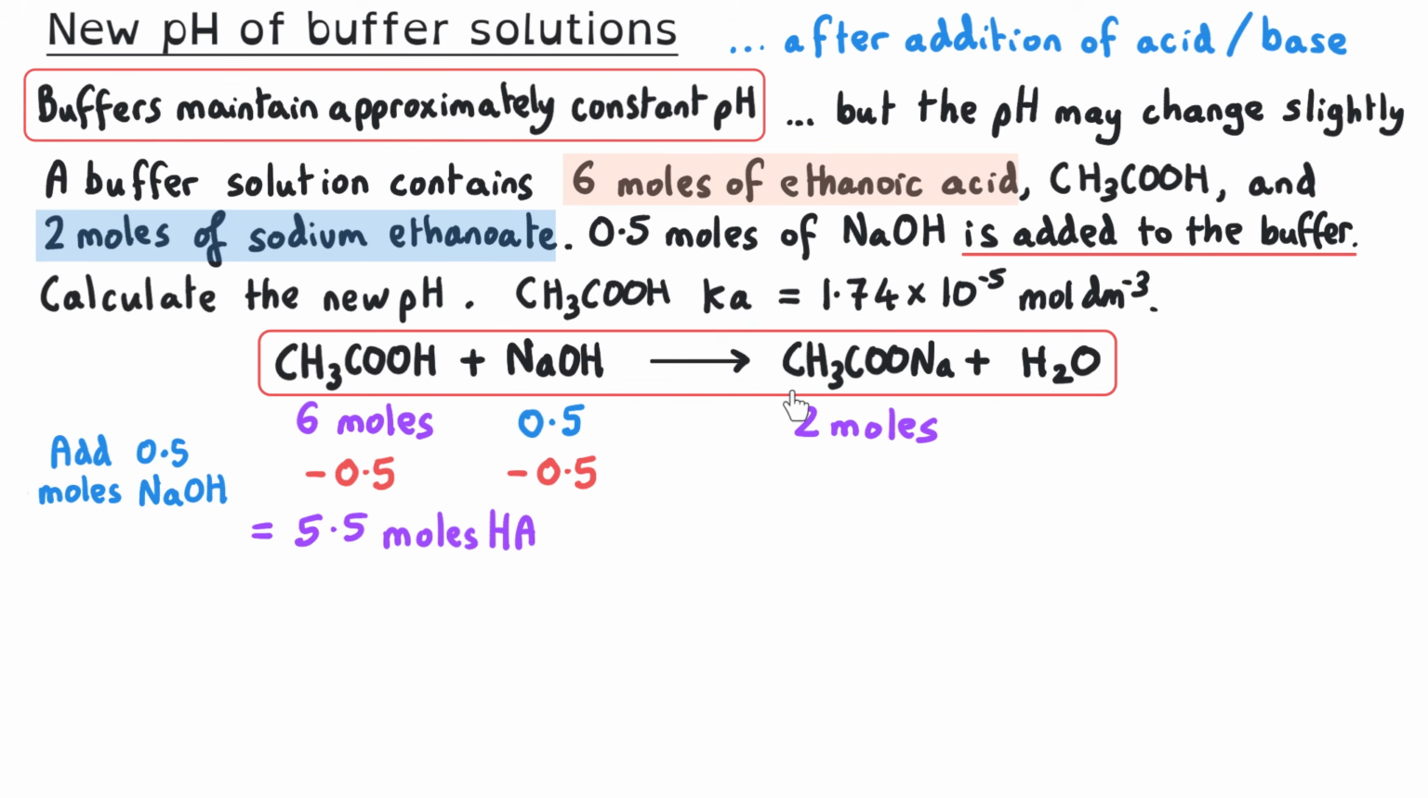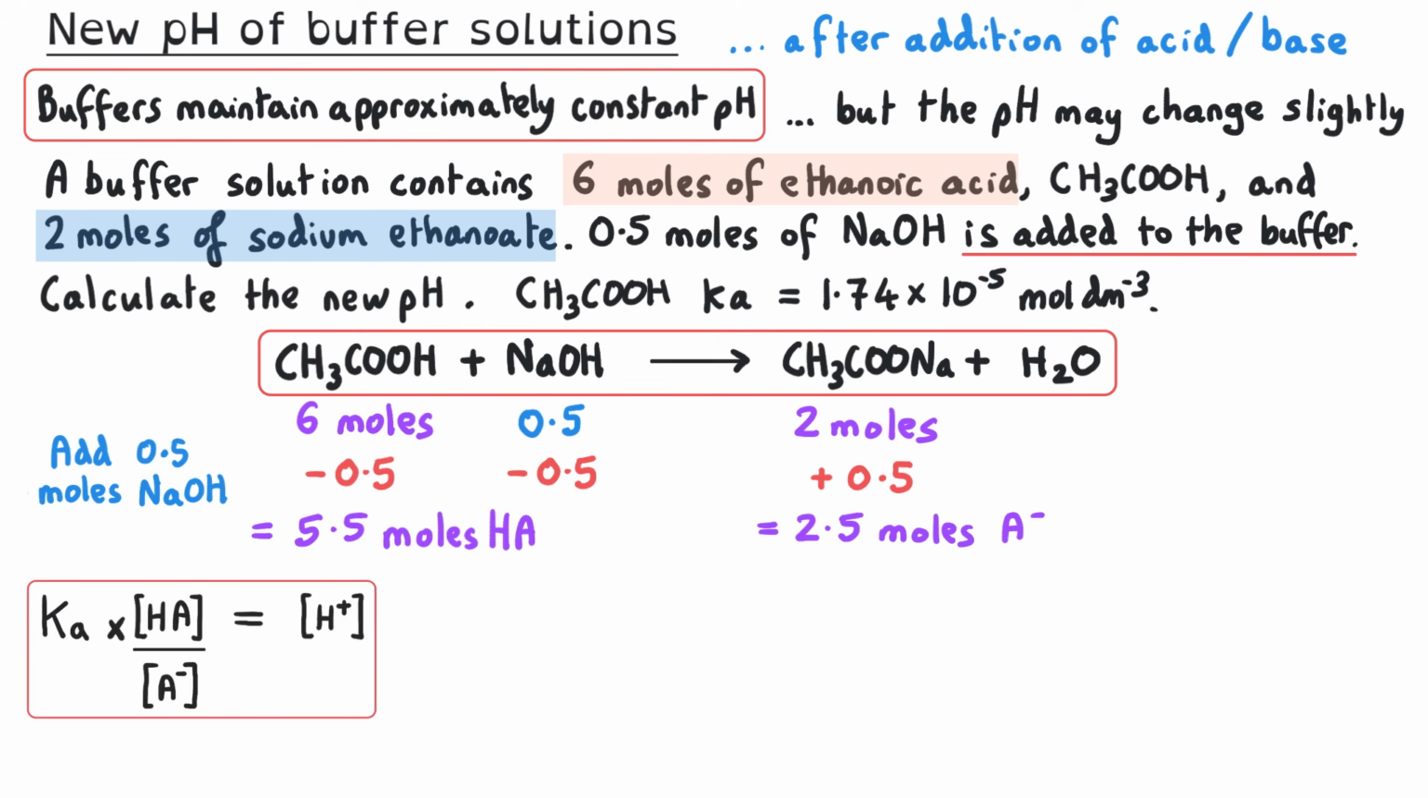And then we will produce salt in this reaction, and the ratio will be 1-to-1. In other words, however many moles of strong base we add, that's the number of moles of salt that we produce. And so it's 0.5 here, so the salt will go up by 0.5 moles, and so we will have 2.5 moles of A minus after this reaction has occurred. And then it's a weak acidic buffer, so we need to substitute these values into the Ka expression and rearrange it, or I'm using my rearranged form of the Ka expression here, and I can substitute these mole values straight in because the units are going to cancel out.